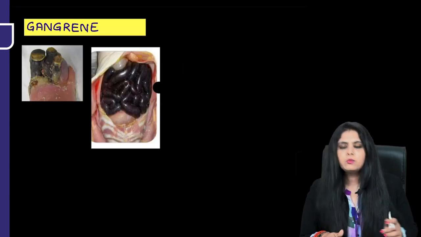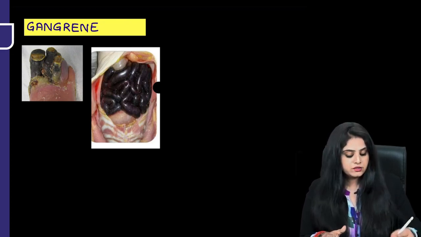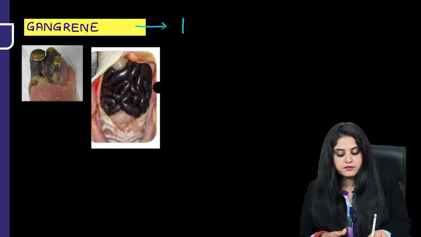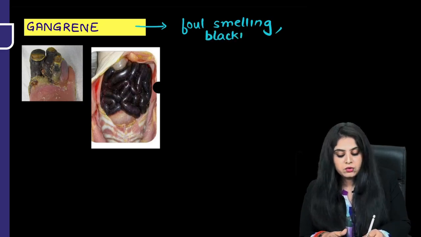Coming on to the next one, which is not a pathology term. You'd study this a lot in surgery, but I thought it's important we study it over here. The different types of gangrene. Of course, gangrene, you know for a fact, is going to be very, very foul smelling. Once you see a case of gangrene, you'll remember it for a lifetime. And you know that the color is going to be a blackish discoloration.